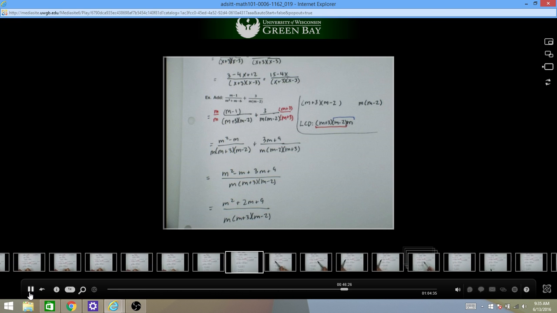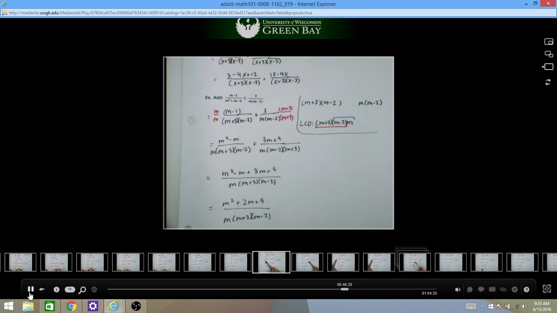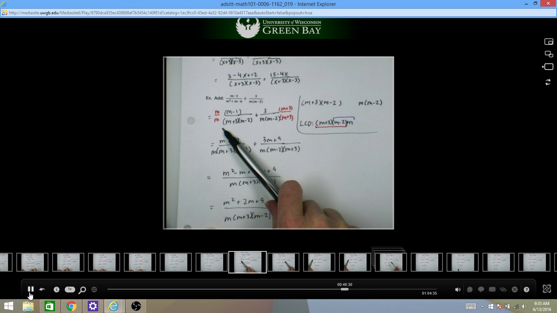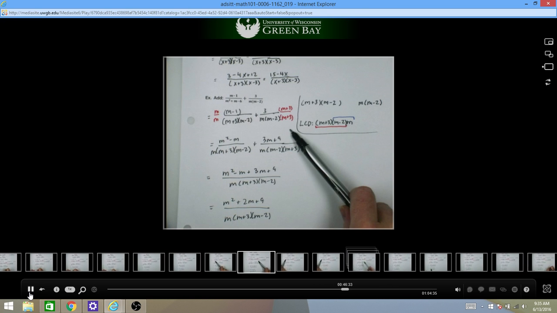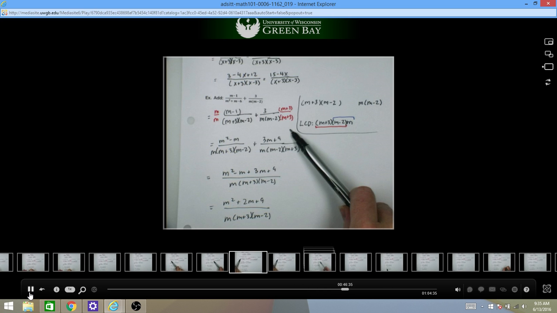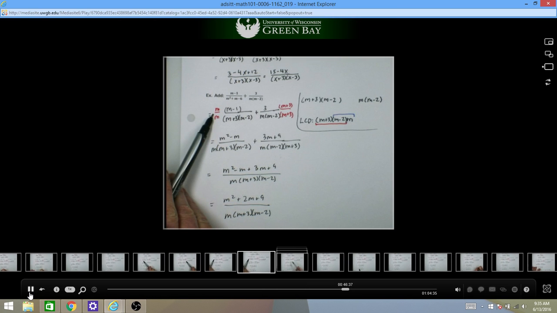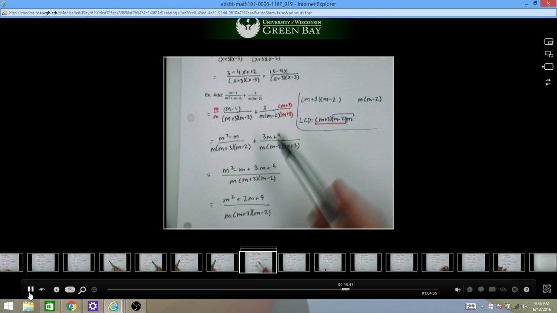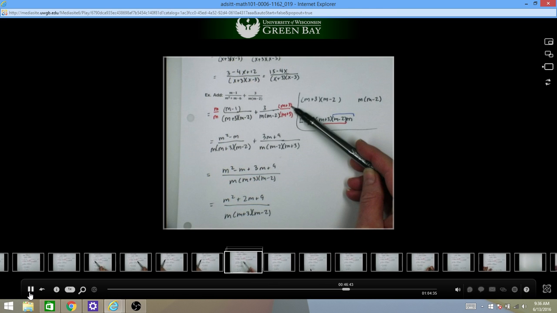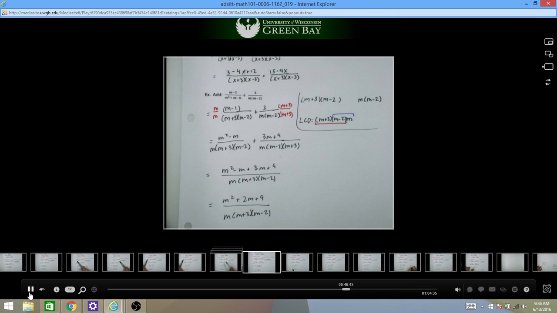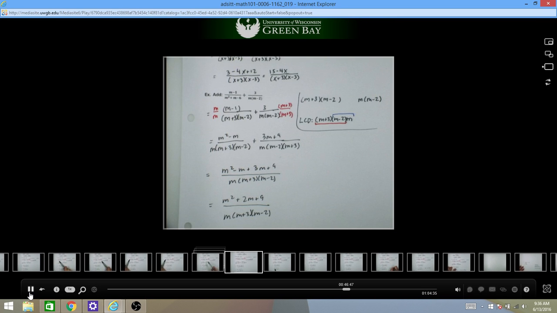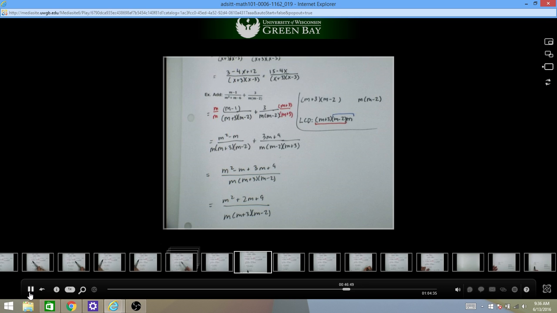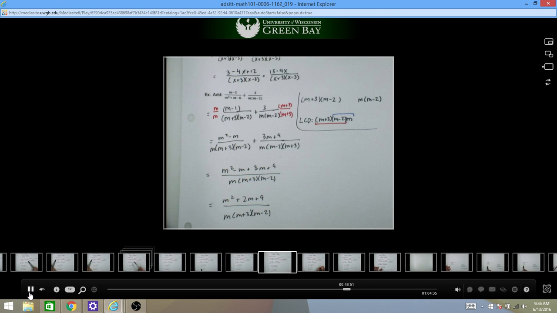So you build up the first fraction by multiplying by m over m, and the second by multiplying by m plus 3 over m plus 3. So the m in the first fraction distributes, and your numerator is m squared minus m. And in the second fraction, your numerator becomes 3m plus 9. So you go ahead and distribute those, and then you can add those numerators up. When you add them all up, you get m squared plus 2m plus 9 all over your denominator.